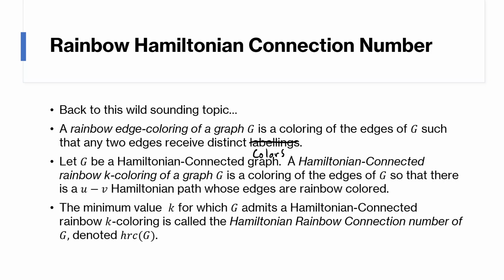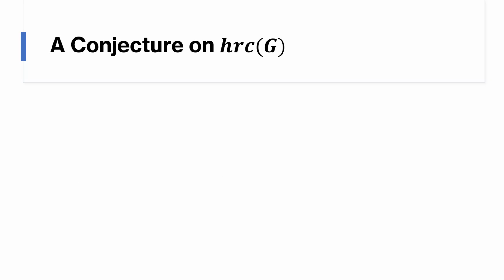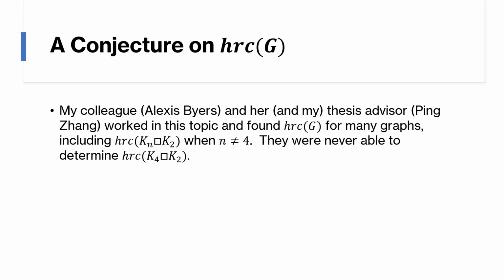Now, what's the problem here? What's the conjecture here? So a little bit of background on this. One of my colleagues, Alexis Byers, who's at Youngstown State University, and my thesis advisor, we both have the same thesis advisor, Ping Zhang, who was a co-author of the textbook that we use. They worked on this topic and found the Hamiltonian rainbow connection number for many graphs, and in a couple cases actually, an infinite class of graphs.